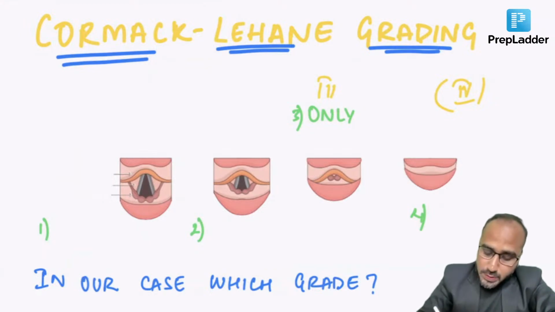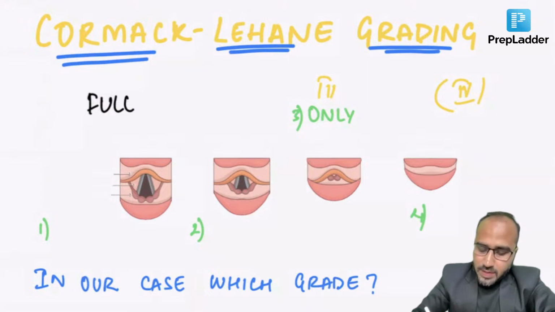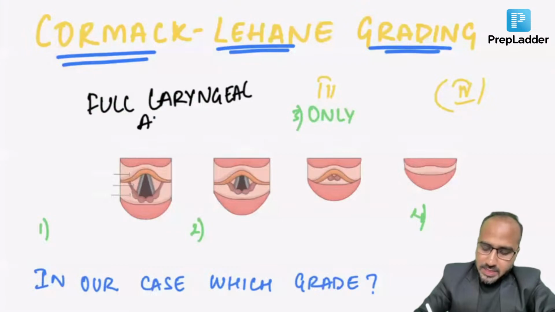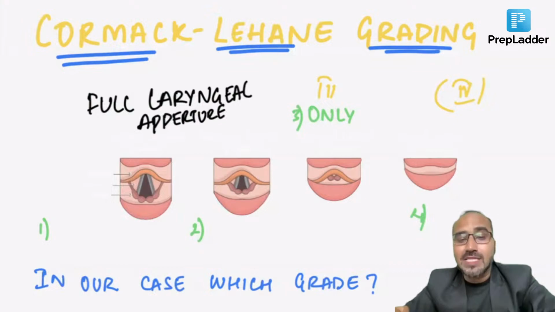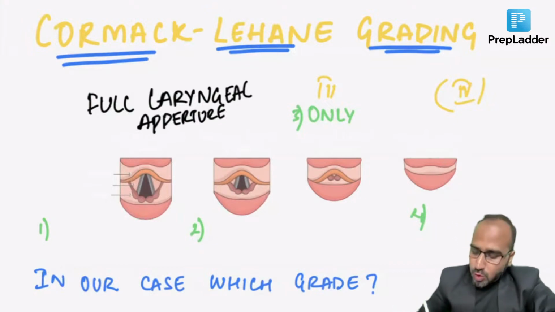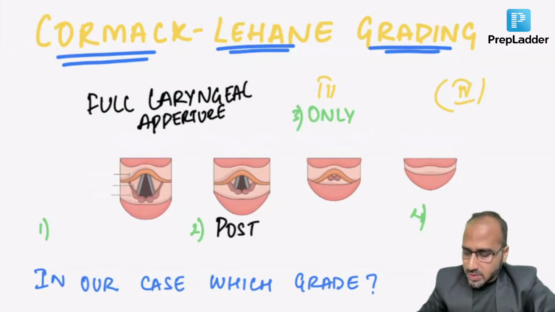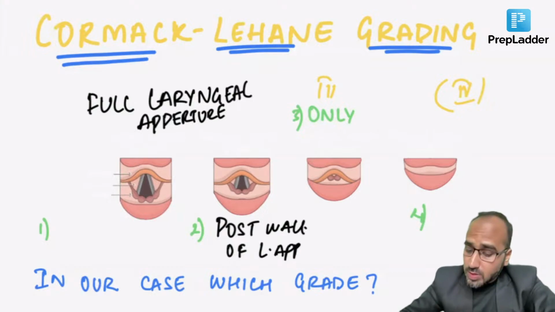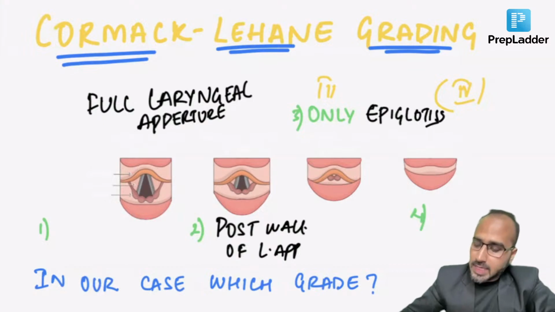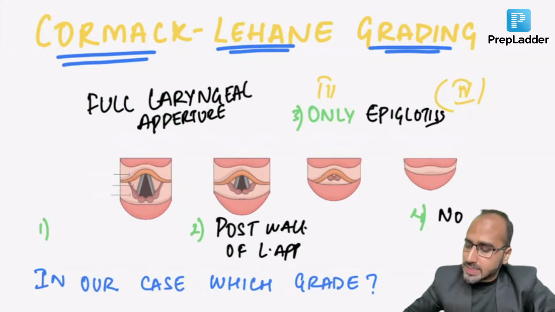First grade is what? If you see the full laryngeal aperture, it is called grade 1. Grade 2 is what, guys? When do you call it Cormack-Lehane grade 2? If only the posterior part of the laryngeal aperture, or the posterior wall of the laryngeal aperture, is seen. It is grade 2. In grade 3, only the epiglottis is seen. And grade 4 Cormack-Lehane means what? Epiglottis is also not seen. No epiglottis.